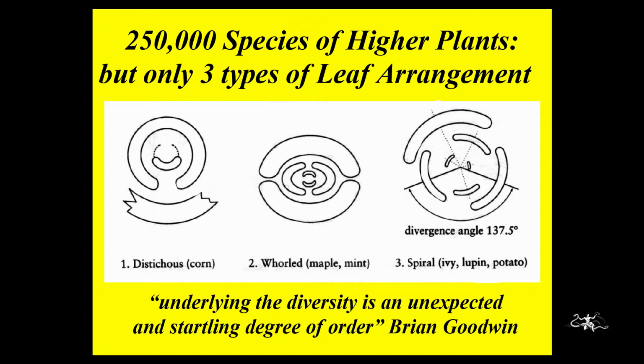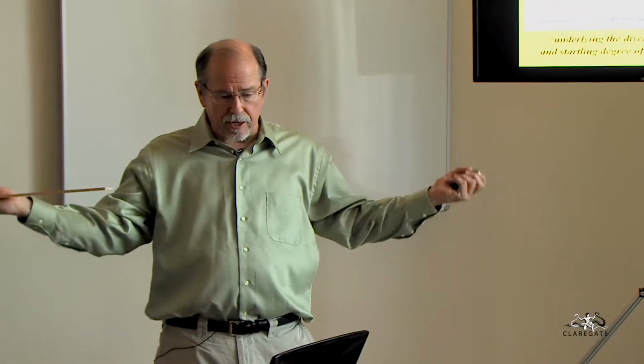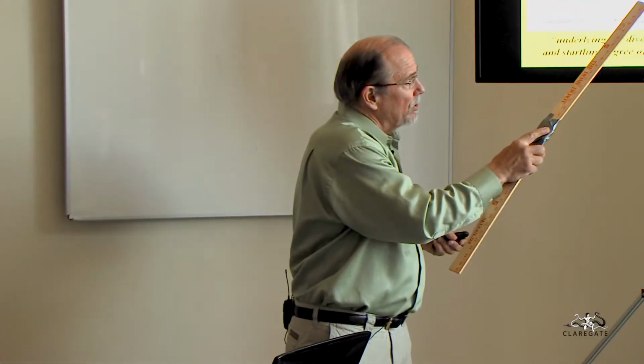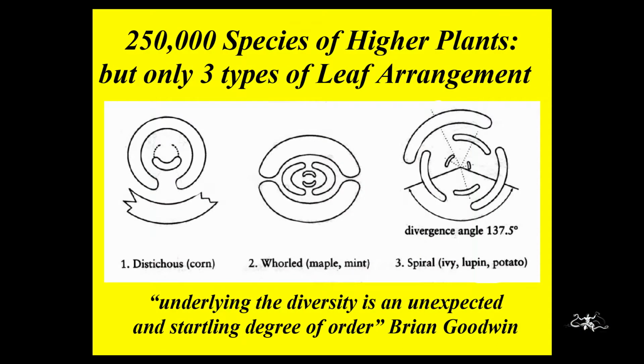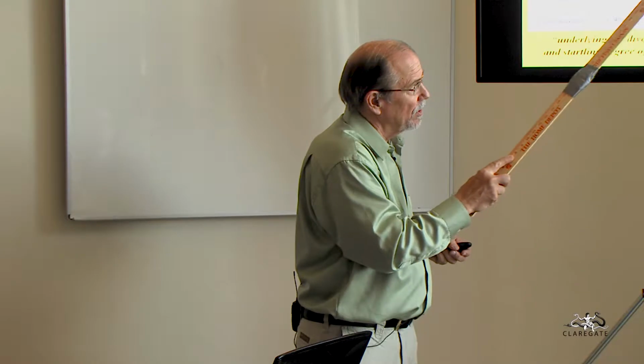You have distichous, which is like corn. The biggest is the oldest. You go like this, back, so it goes like this at 180 degrees. Whorled goes like this, then like this, 90 degrees. Spiral, like an ivy, lupin, potato, has a divergence angle of 137.5. You go here, here, here, here, here, here, here.